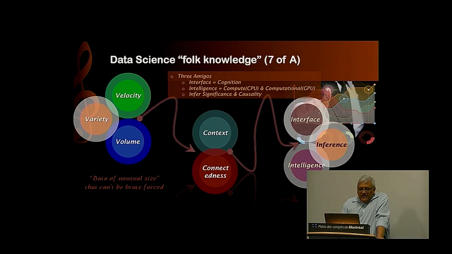You should also look at the variety, velocity, and volume, right? This is the big data thing, the 3 Vs. But there is more than that. There is content, connectedness, the interface, inference, intelligence. These are all things that one should look at. It's not just the 3 Vs.